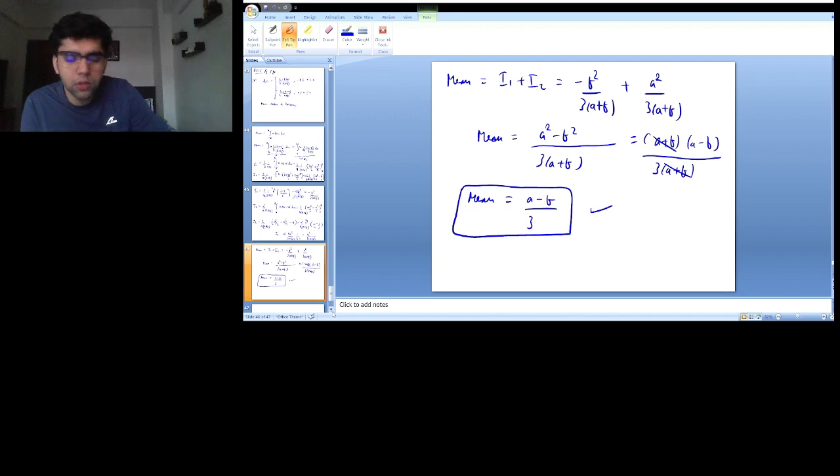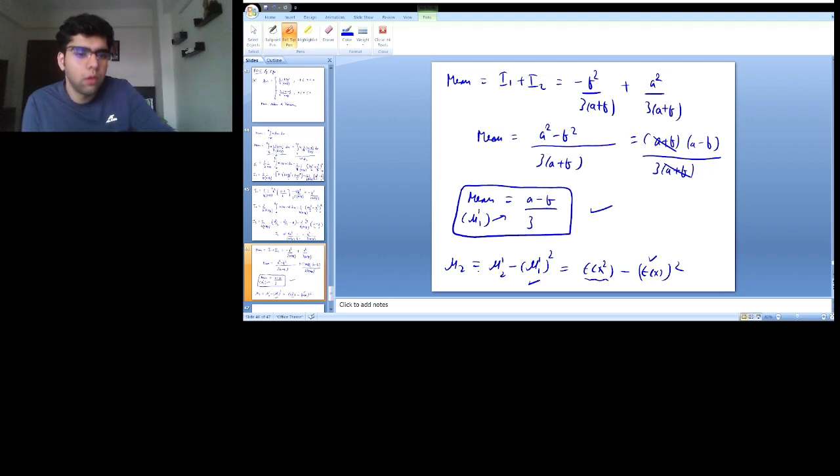Let's find variance first. So the formula for variance is, now we already have mean or mu dash 1. We already have this. We need to find this. Again writing the formula for variance. So we have already found out this. We need to find this term.